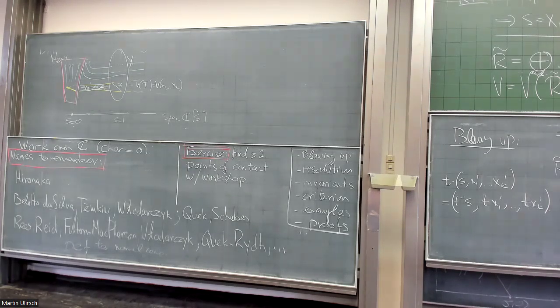So traditionally you define the deformation to the normal cone using blow-ups. What all these people I mentioned here say is, no. The deformation to the normal cone is the fundamental object of study. The blow-up is an outcome.